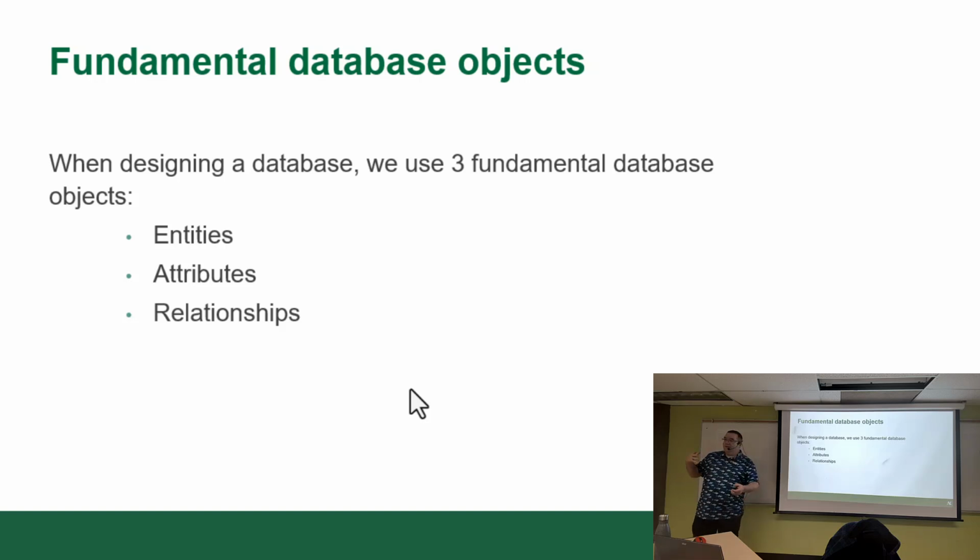So now that we've identified stuff, now we need to talk about what makes up databases before we get to the physical aspect of it. When designing a database at the beginning, at the sketching part, we have three fundamental objects. We only need to learn about three things at first: entities, attributes, and relationships.